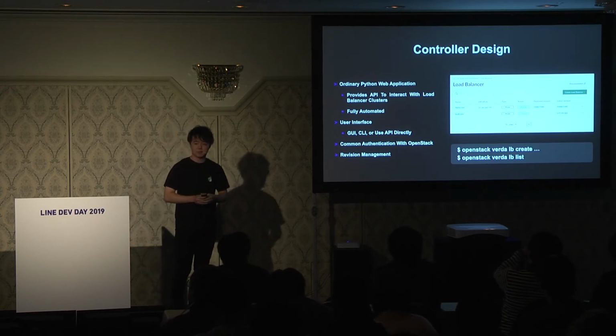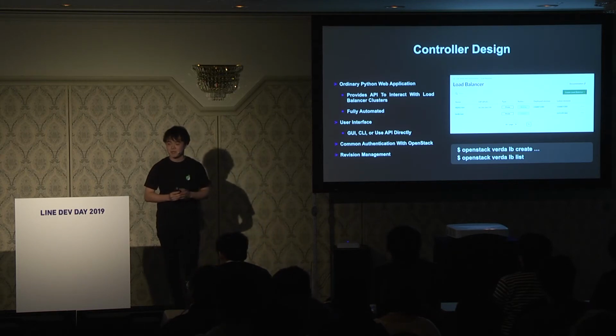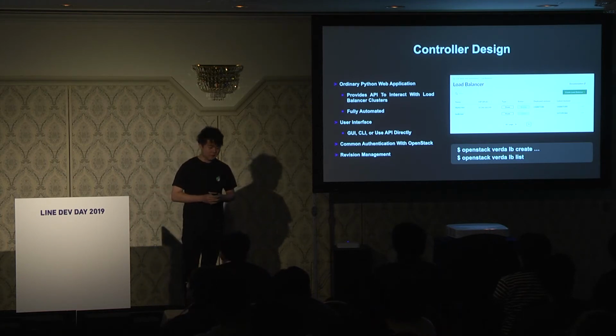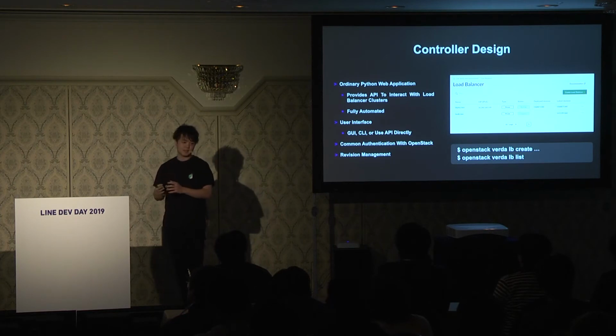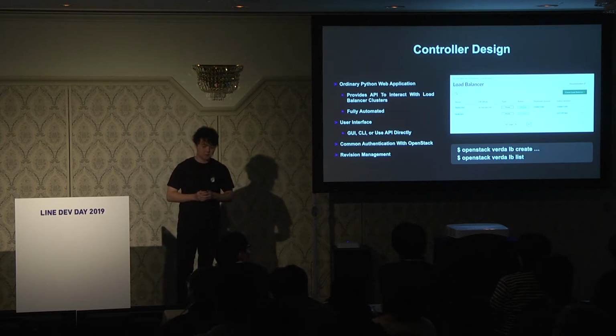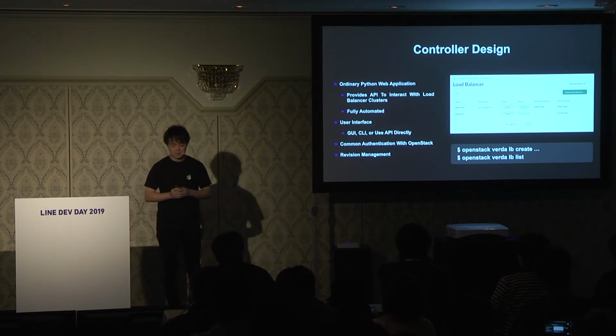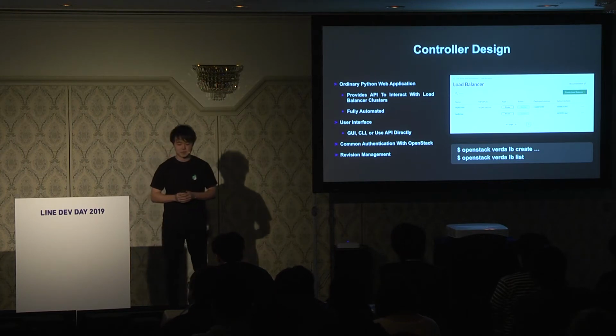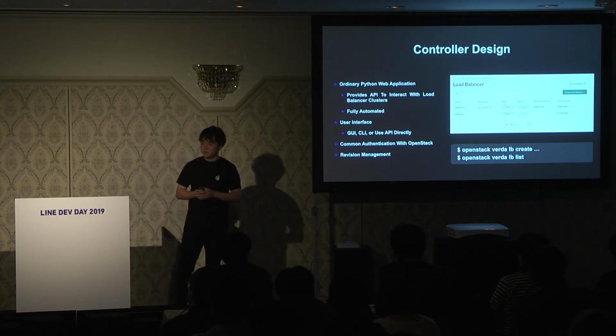The first is a controller that bundles the various components. The controller is implemented as a very simple Python web application. This means that it automatically performs operations such as load balancer creation, deletion, and setting in response to requests. And therefore, the operational cost can be kept low. Also, if the developer requires, they are able to get the load balancer service.